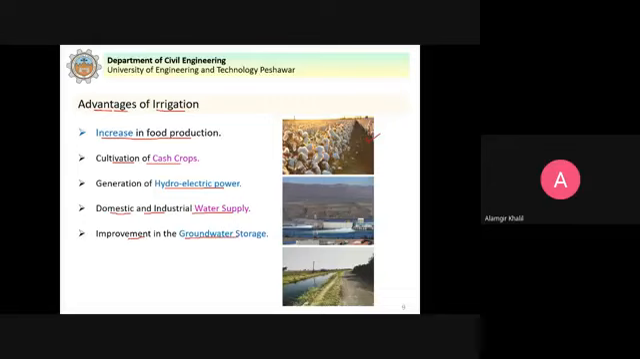Improvement in the groundwater storage. Since we construct a dam to store the water, seepage can take place and it can improve the groundwater storage. Similarly, the network of canals that we have, for example, in the Indus Basin irrigation system, seepage takes place and this water can recharge the groundwater storage. As we discussed in the first lecture, groundwater storage is an important source of water in Pakistan. Especially in Punjab, it is intensively used for agriculture purposes.